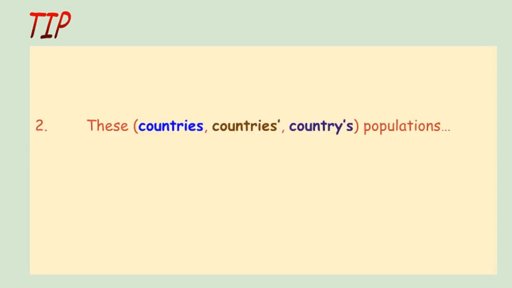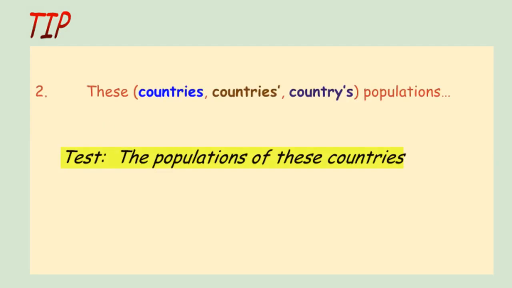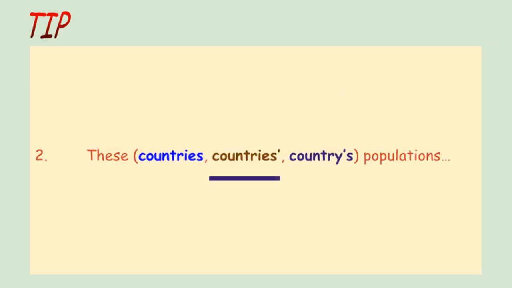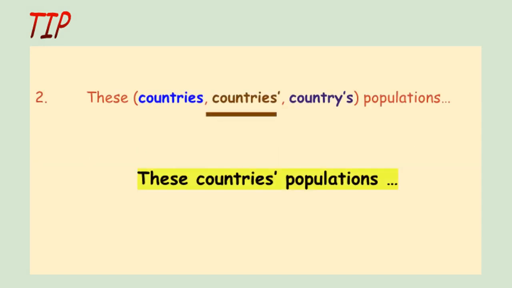Let's look at this other example. Using the same three formations of the noun country, our statement reads, "These countries' populations." We turn the statement around to read, "The populations of these countries." The word "these" tells us that the noun of this sentence is plural. Therefore, the statement is making reference to the populations of several countries. The correct noun to use would be the possessive plural form of country, which is countries with an apostrophe. Our statement will now read, "These countries' populations."